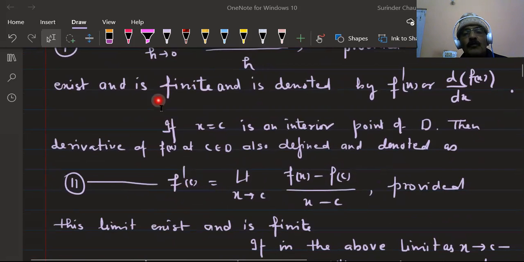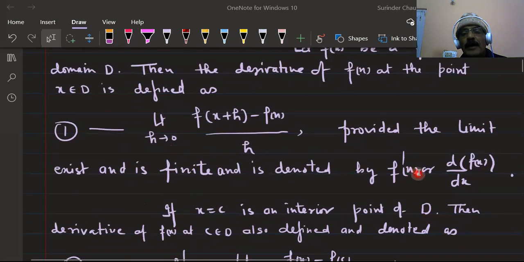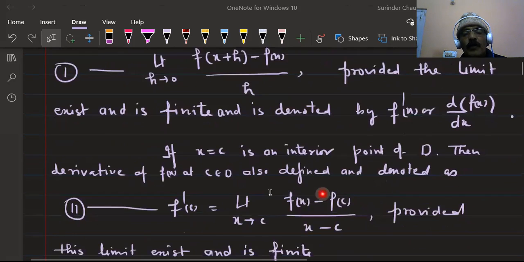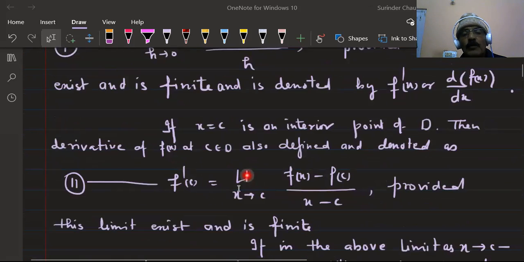Earlier we found the derivative at an arbitrary point x of the domain. Now we are finding it at a fixed point. f'(c) is equal to limit x approaches c of [f(x) - f(c)]/(x - c), where we are finding the limit in the neighborhood of c. f(x) has a derivative at c provided this limit exists and is finite. Then and only then f(x) is said to be differentiable at c.